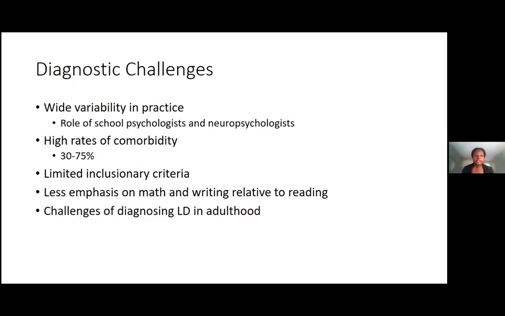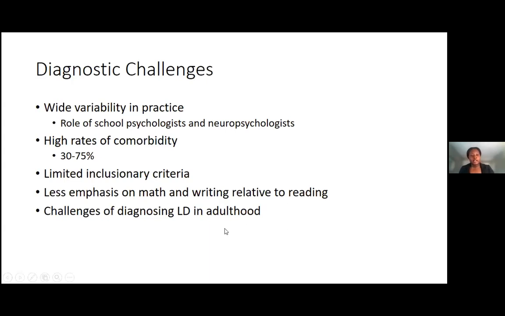Another factor is to think about the limited inclusionary criteria involved with the diagnosis. So at least currently in the DSM-5 model, there's no criterion that involves looking at whether a child is showing deficits in some skill areas, but also whether there are other areas where they are showing other types of weaknesses or other types of cognitive strengths.